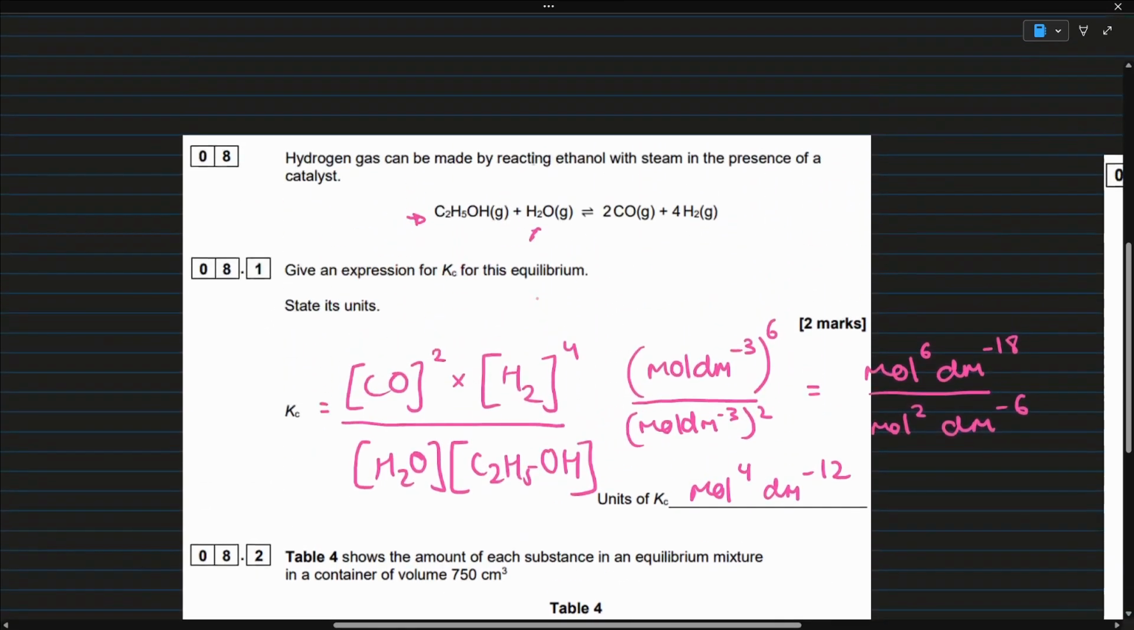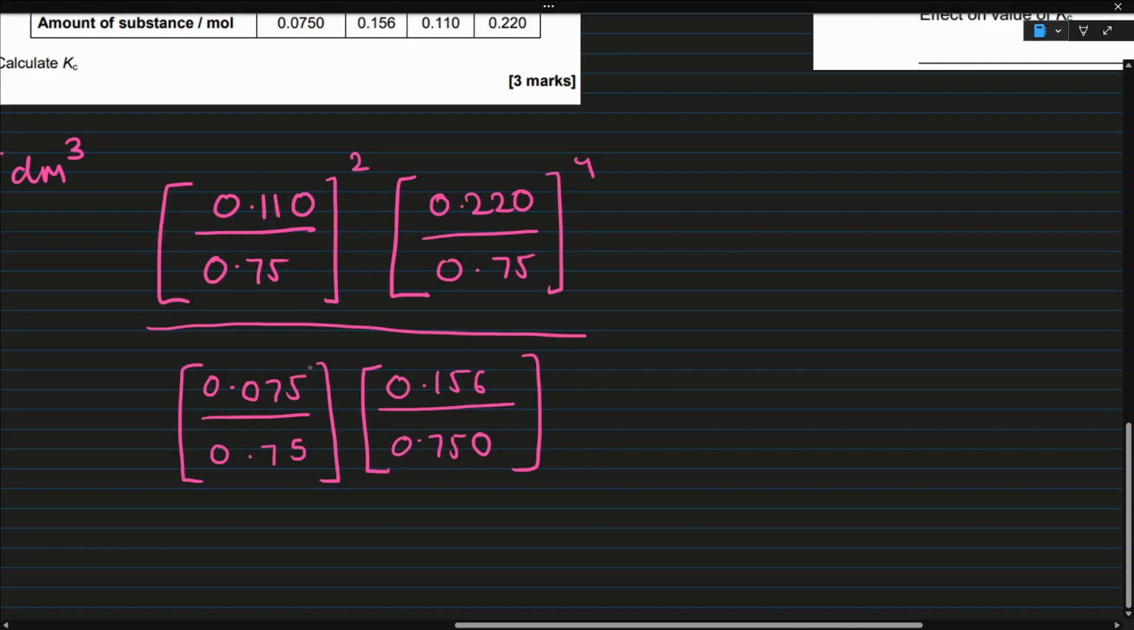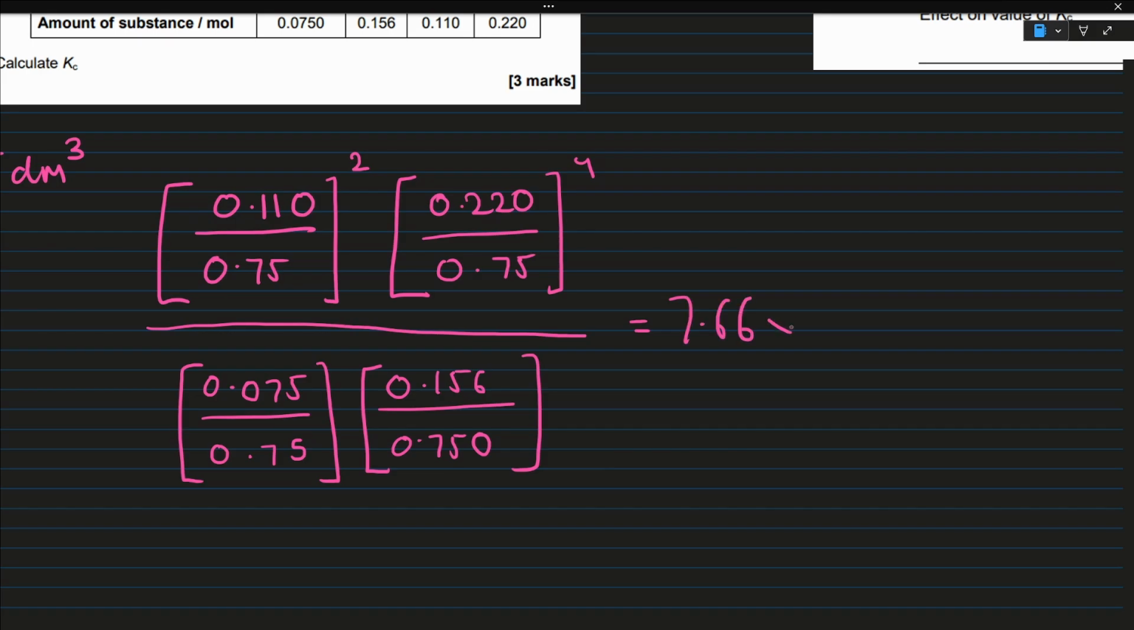So we just substitute all of these values into our expression for Kc, so I'll just skip ahead to that. So this is what we get when we substitute everything into the equation, and our answer to this should be 7.66 times 10 to the minus 3.